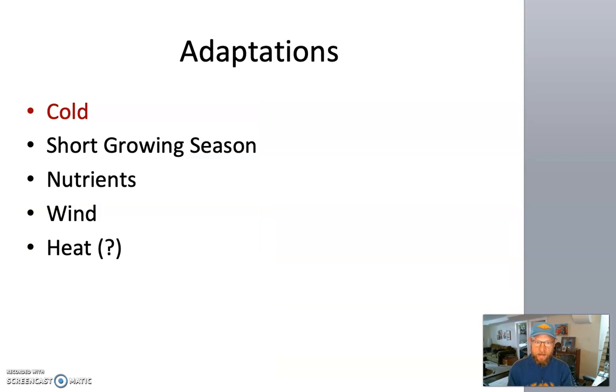So we're going to talk about adaptations that plants have to these five characteristics: cold, and then short growing season, nutrients. I didn't talk about that yet, but alpine environments tend to have low fertility soils. We'll talk about wind and heat.